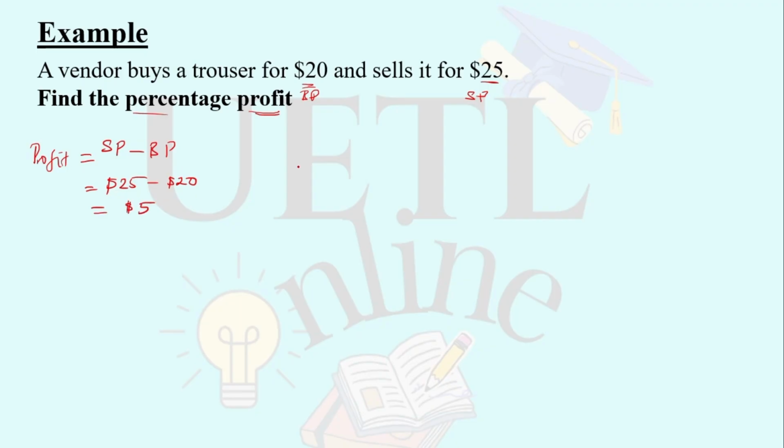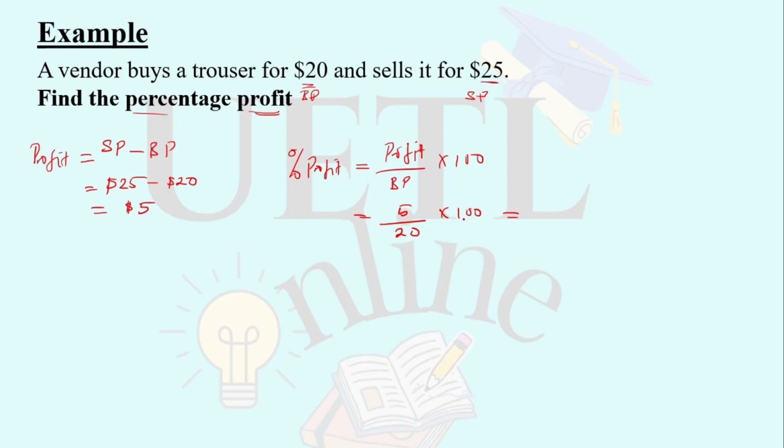Now we just have to find the percentage profit. How do we find it? We say our profit over the buying price, remember, buying price, times 100. In this case our profit is $5 and our buying price is $20, times 100.